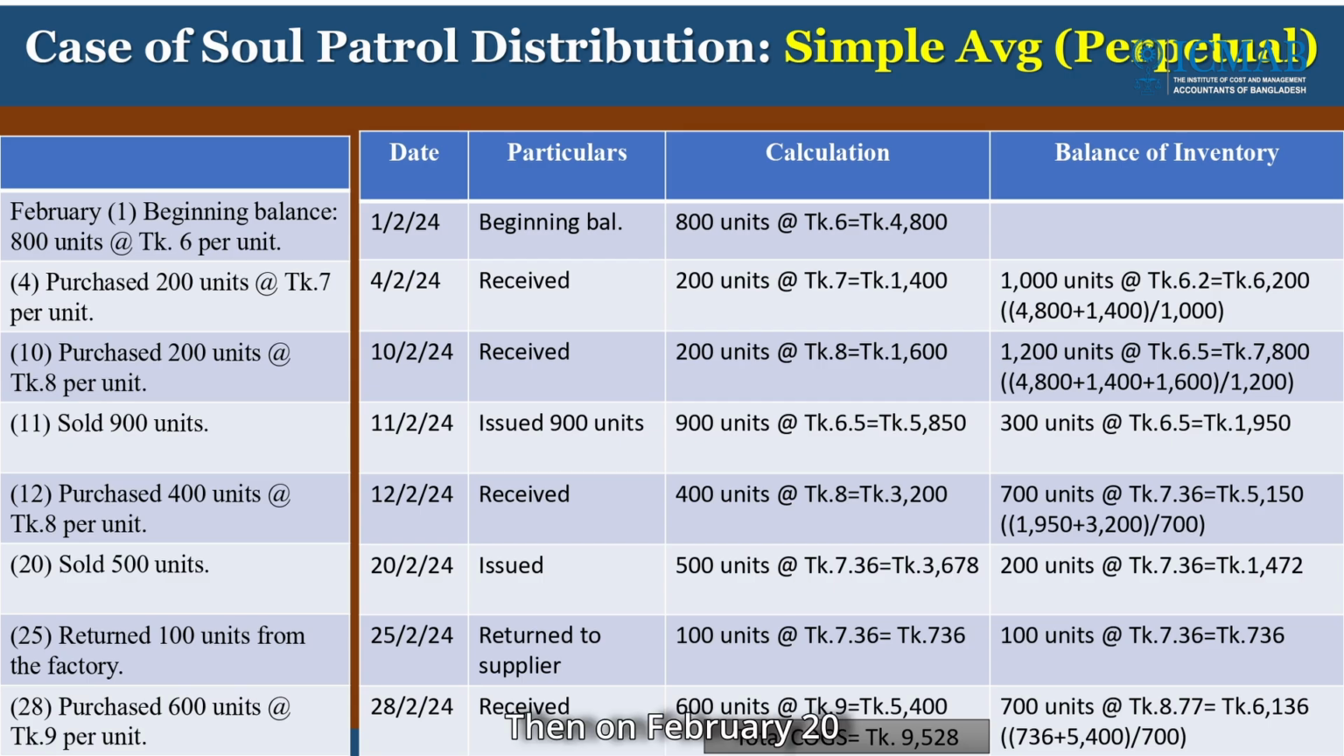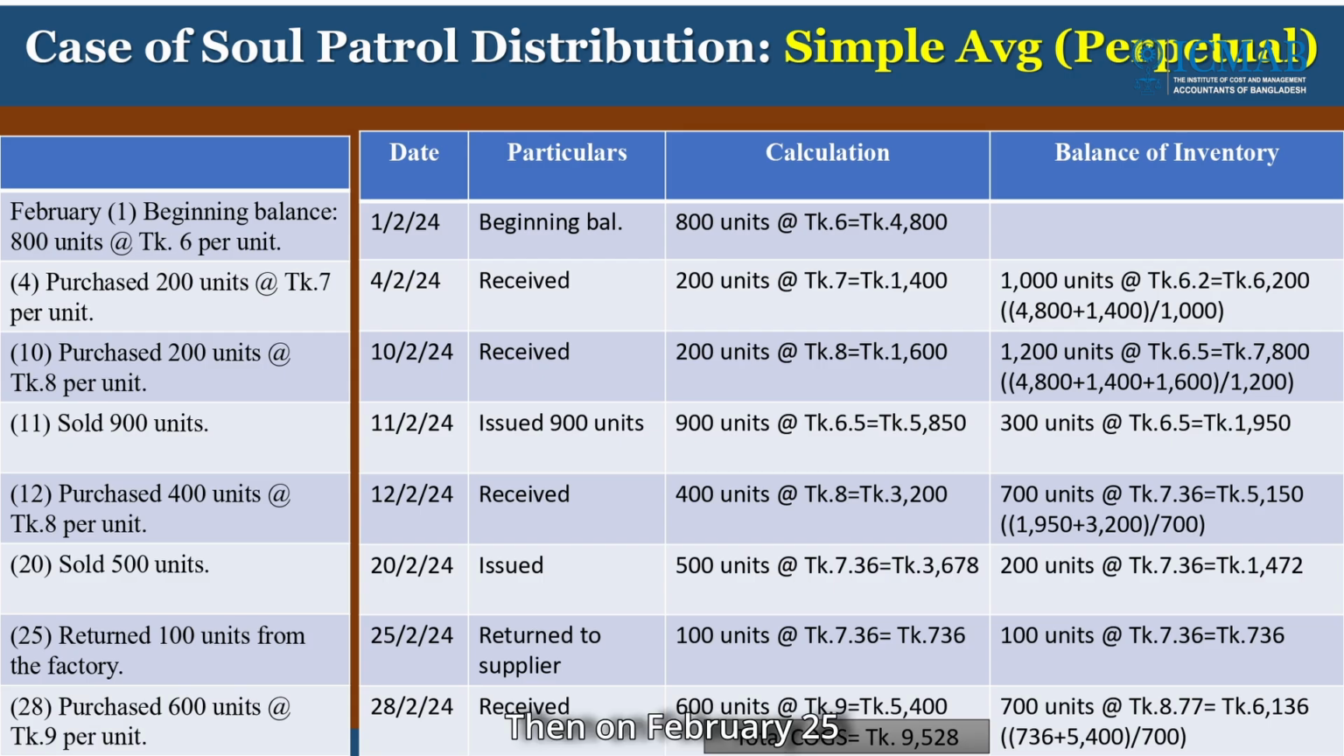Then on February 20, you sold 500 units. So you can determine the value of cost of goods sold of these 500 units this way. 500 units, and the value of each inventory was 7.36, that we determined on February 12. So the total value of cost of goods sold is 3678, and we can determine the value of ending inventory like 200 units at taka 7.36, that means total value of ending inventory should be 1472.